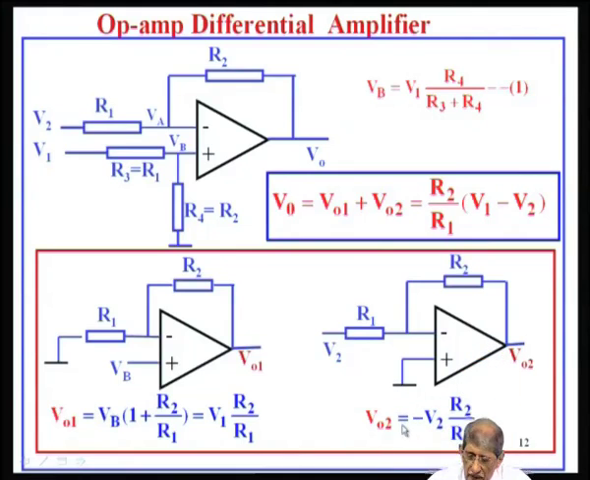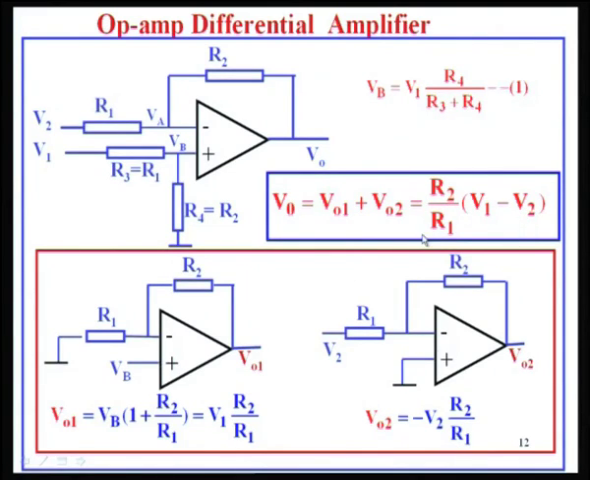Now, V naught 2 for this case is very simple. I ground this point and find out how much is the V naught 2. This is the inverting amplifier. V naught 2 is V 2 into R 2 by R 1 with a negative sign. So, as I mentioned earlier, the total voltage output here will be this plus that. V naught is equal to V naught 1, which is V 1 into R 2 by R 1, plus V naught 2, which is minus V 2 into R 2 by R 1. So, that is R 2 by R 1 into V 1 minus V 2.